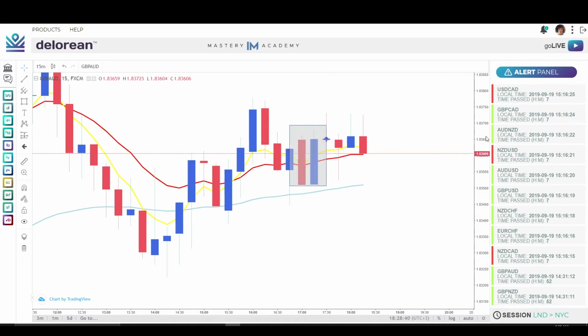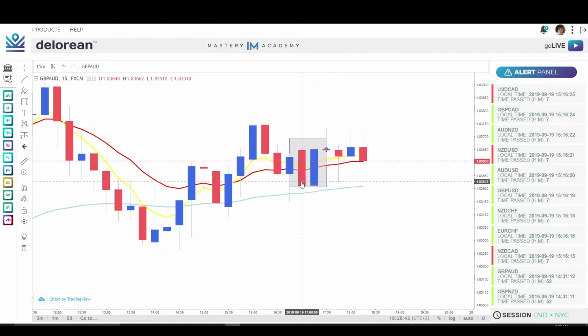Now, your stop loss level is to be put 10 pips below these 2 candles plus whatever your spread is on your broker. So, for instance, let's say you had a 2 pip spread. You would go to the bottom of these candles. You can see on the right side there, this is at 1.83509.